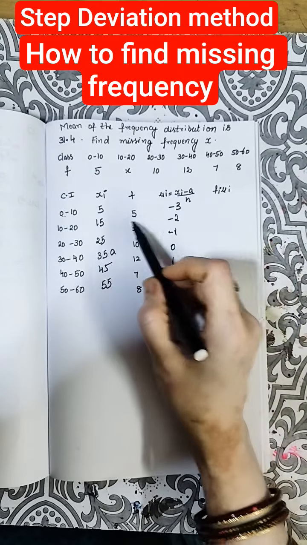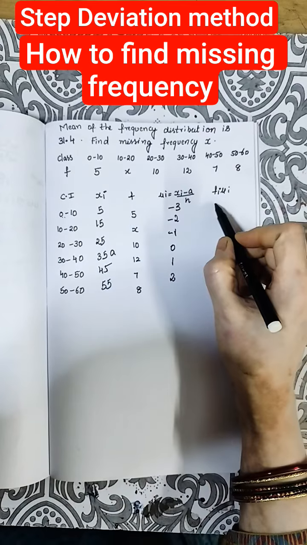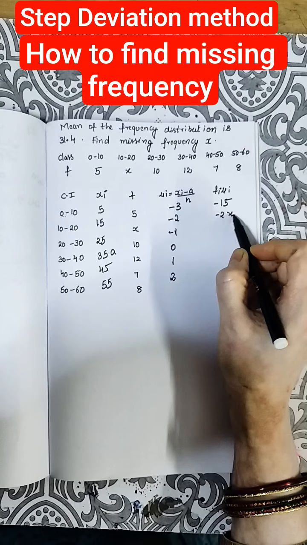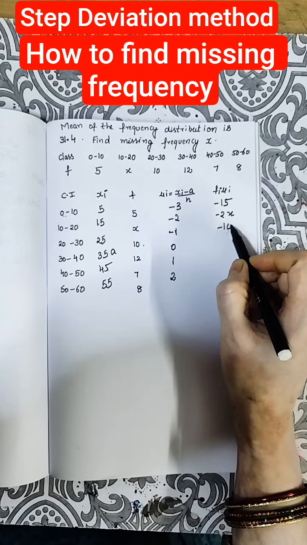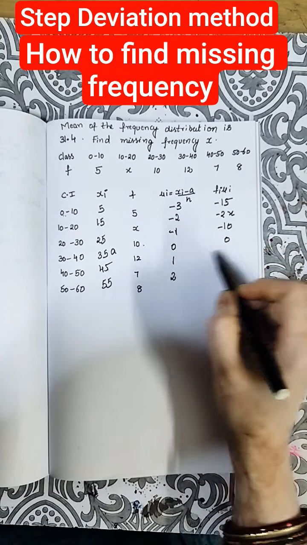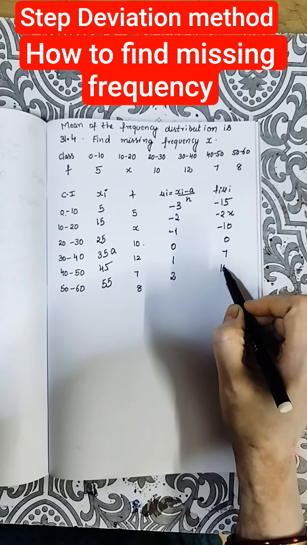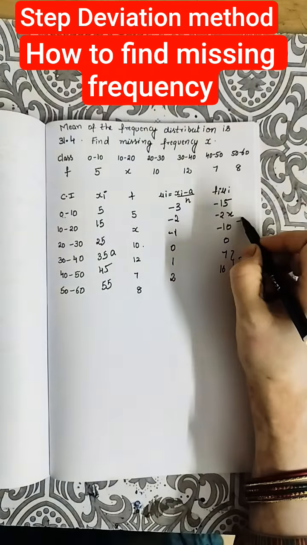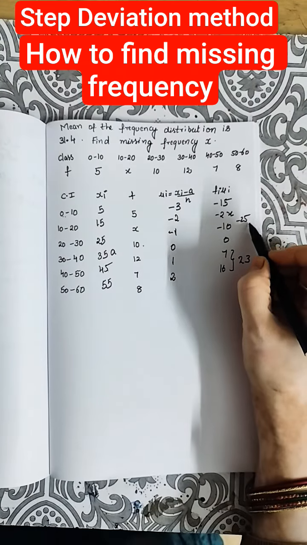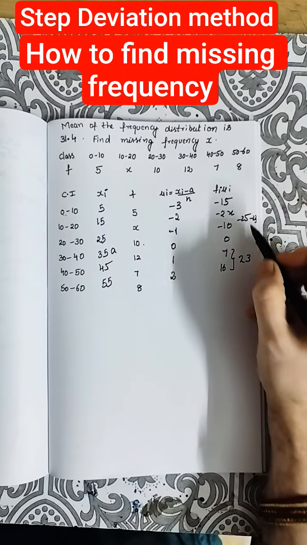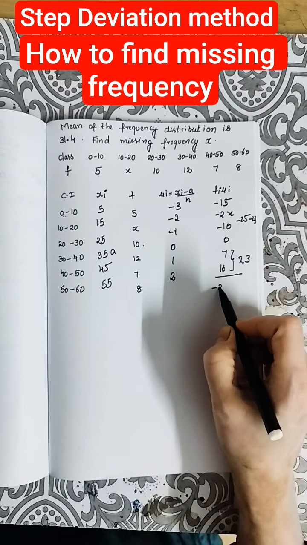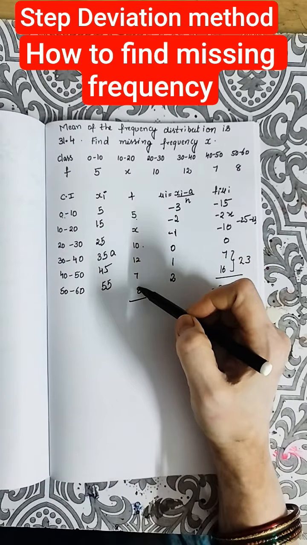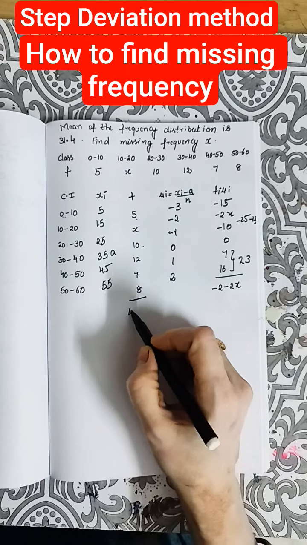Now I am multiplying fi ui. Minus 15, x into 2 is 2x, 10 into minus 1 is minus 10. This is 0, 7, 16. If you add these two, you get 23. So minus 25, minus 2x. If you add, minus 2, minus 2, minus 2x. So if you add this, 15 plus 12 means 42 plus x.